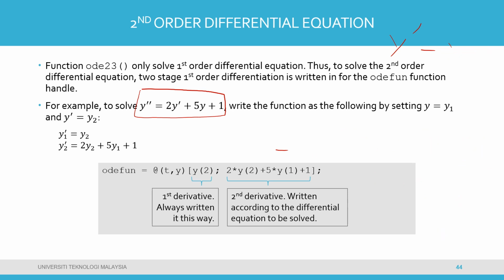Okay, make sure you know how to write this, how to reduce second order into first order. So this one you just write it here, but you have to put 2, okay, y2, because this is number 2. And the second one, of course, this one. So 2 multiplied by y2, plus 5 plus y1, this is y1 plus 1. So this is how you create an anonymous function for the differential equation.